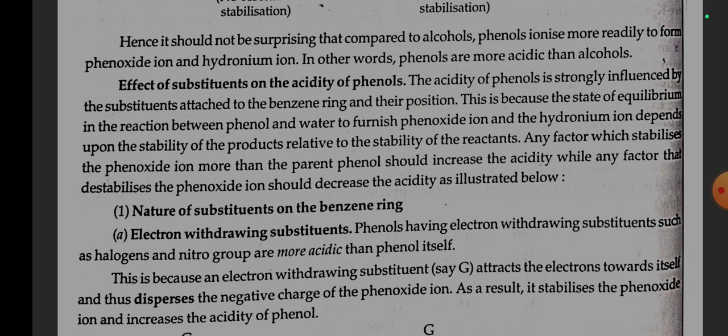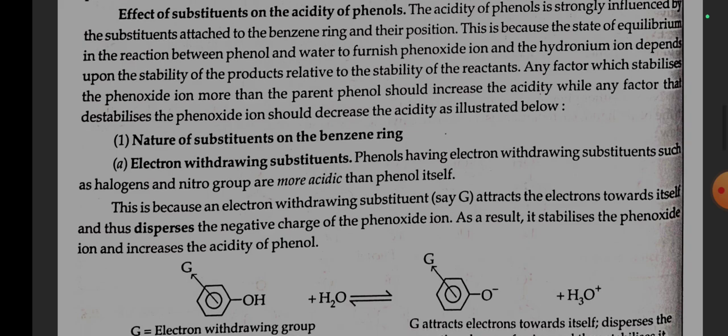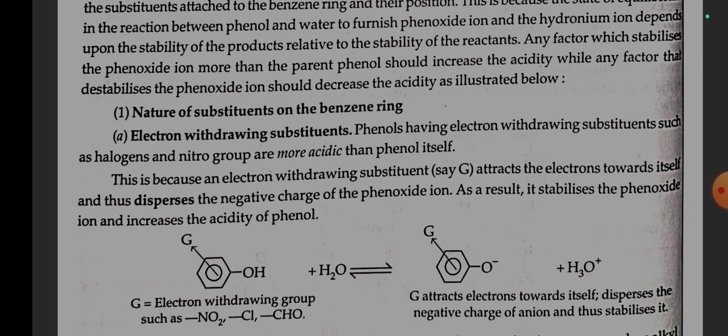Effect of substituents on the acidity of phenols. The acidity of phenols is strongly influenced by the substituents attached to the benzene ring and their position. This is because the state of equilibrium in the reaction between phenol and water to furnish phenoxide ion and the hydronium ion depends upon the stability of the products relative to the stability of the reactants. An effect which stabilizes the phenoxide ion more than the parent phenol should increase the acidity, while any other factor which destabilizes the phenoxide ion should decrease the acidity, as illustrated below.